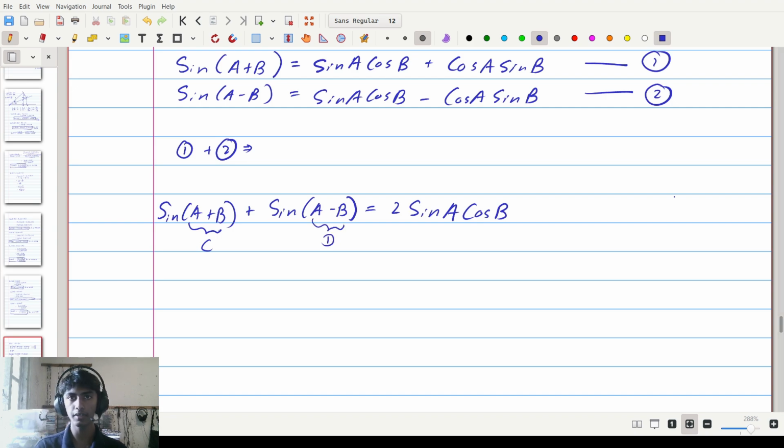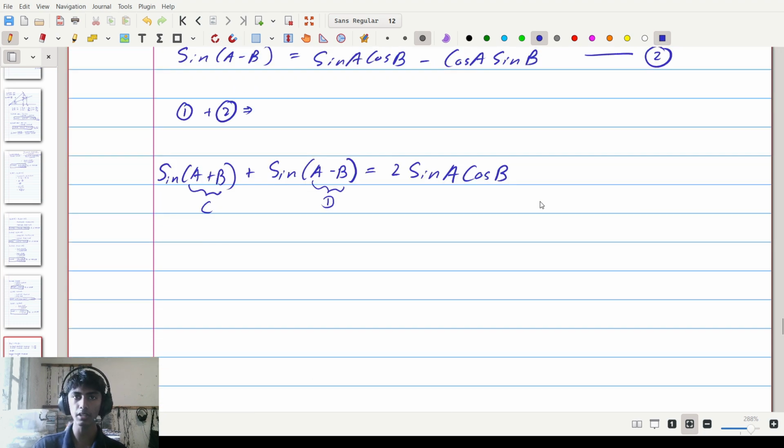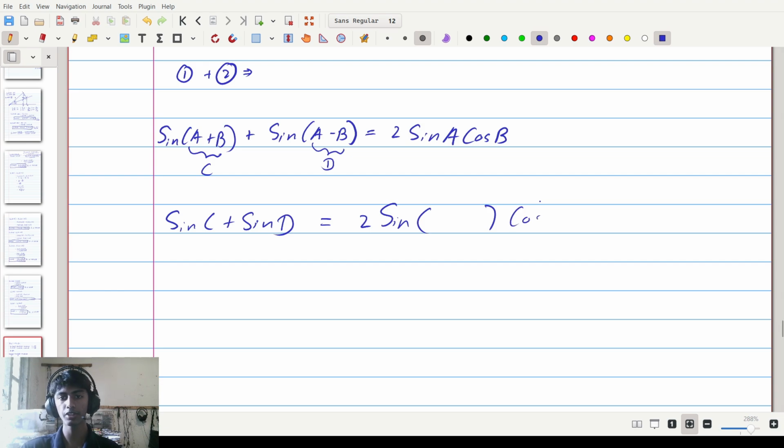If we did that, then the format that we wanted, the format of sin C plus sin D, would be complete on the left hand side. So redefining like that, we get that sin C plus sin D, substituting A plus B for C and A minus B for D, is equal to 2 sine of A, whatever A is, times the cosine of B, whatever B is. But now note, because we redefined A plus B as C and A minus B as D, on the right side we need to rewrite A and B in terms of C and D.